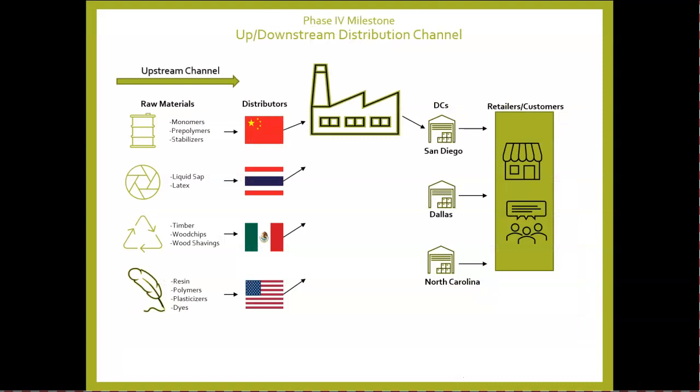Next, we'll discuss our distribution channel. As depicted, our raw material suppliers will obtain their respective material from a mixture of ways, from wood, resin, latex, and dyes. Each supplier will provide an upstream channel to our manufacturing facility in Fort Worth via a mixed mode of transportation. We will manufacture the flip-flops and push them down to our distribution centers within the U.S. Our distribution centers will fill order requirements to our retailers and customers across the United States and our overseas customers.